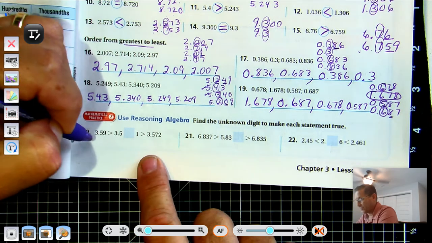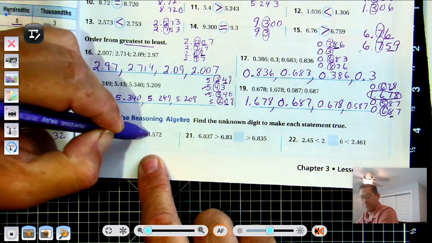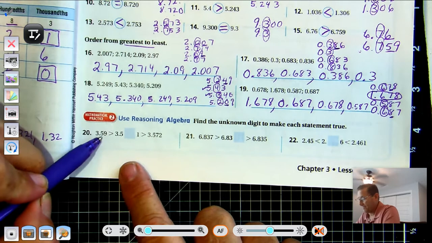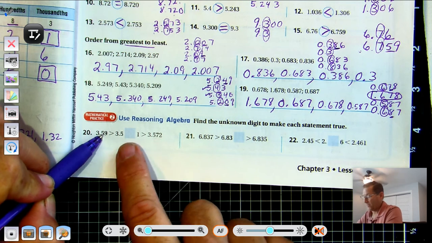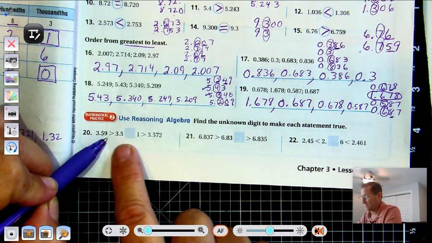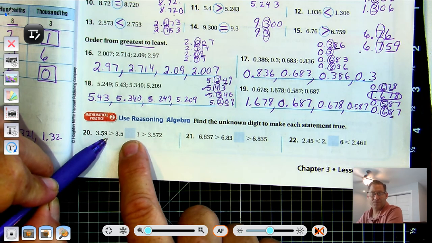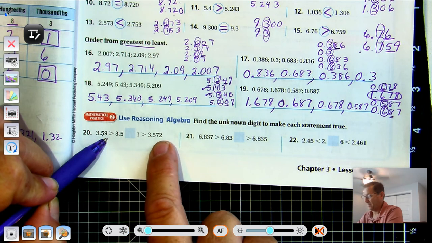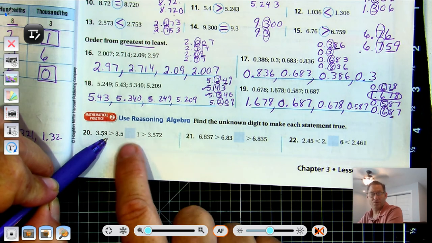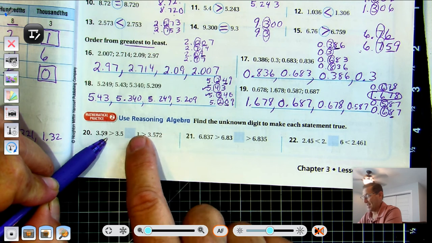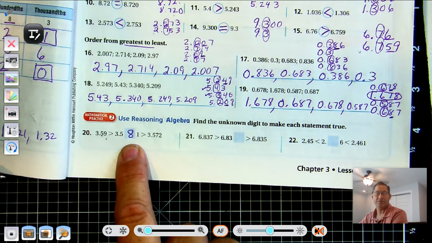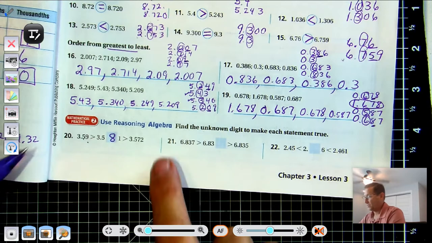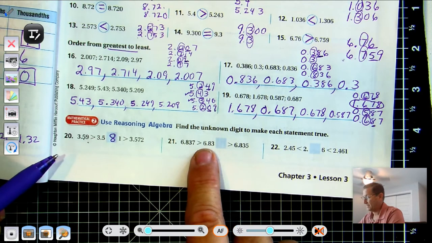Well, when we compare the ones, they're all the same, 3, right? When I look at the tenths, I have 5 tenths, 5 tenths, 5 tenths. When I go to the hundredths, I have 9 hundredths, some number missing, and 7 hundredths. Well, the only way for this one to be bigger than this one is for it to be 8. And 9 hundredths would be greater than 8 hundredths.